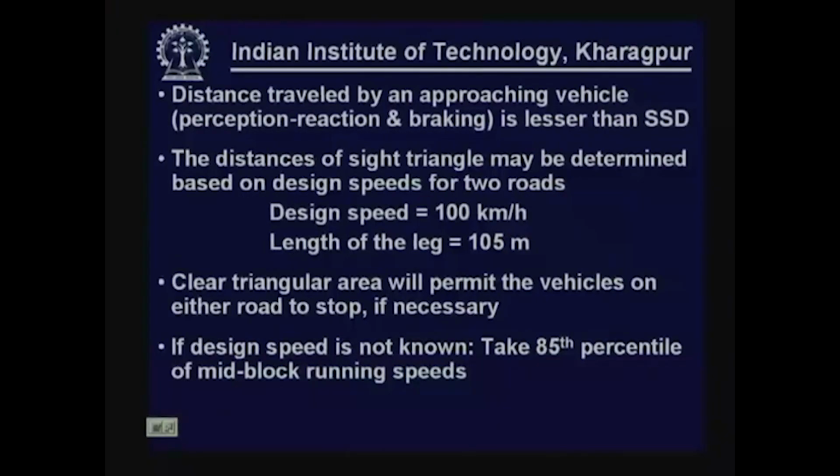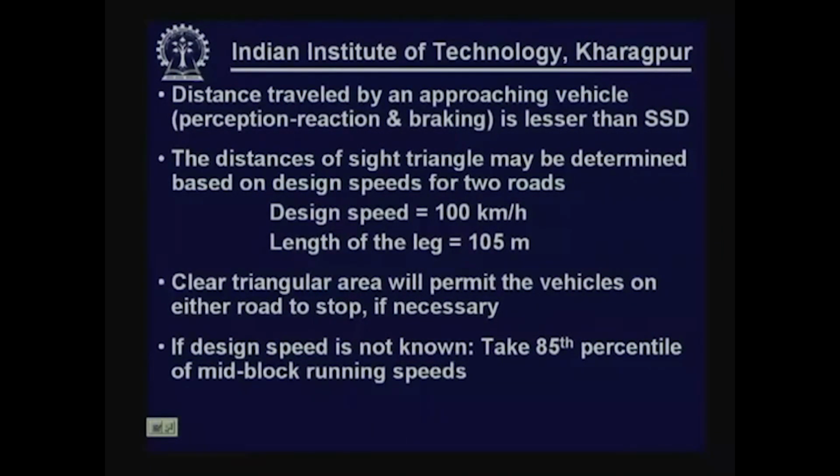Vehicles decelerate up to 1.5 meter per second square, and drivers reduce speed by approximately up to 50% of the mid block running speed. They may take up to 2.5 seconds in the perception reaction component, and if necessary then they apply brake. Considering all these things, AASHTO has given design values for the length of leg, making it a function of the design speed. Say for example, the distance of side triangle may be determined based on design speed for two roads.